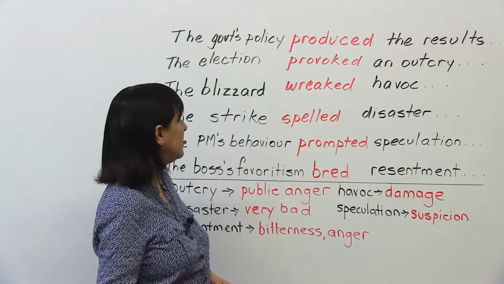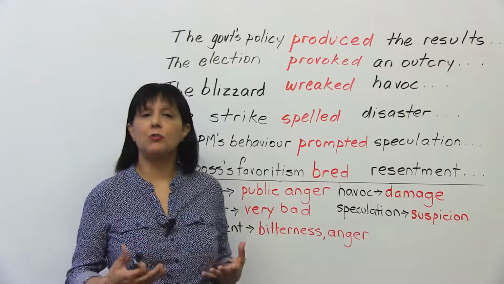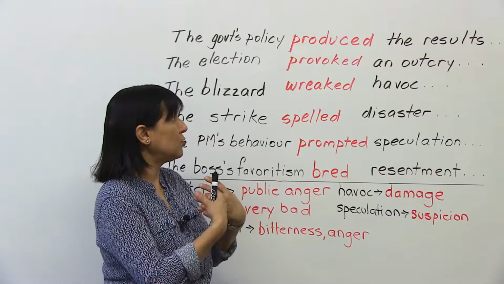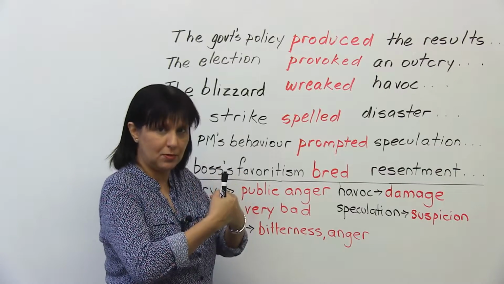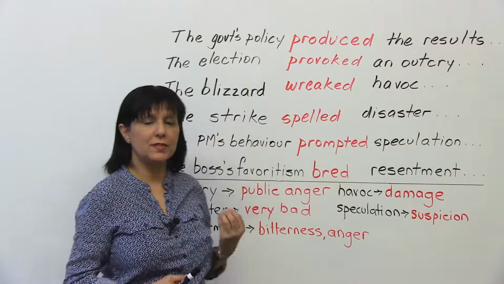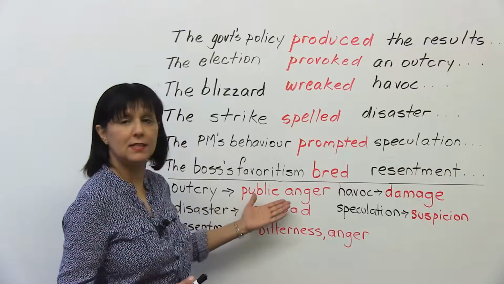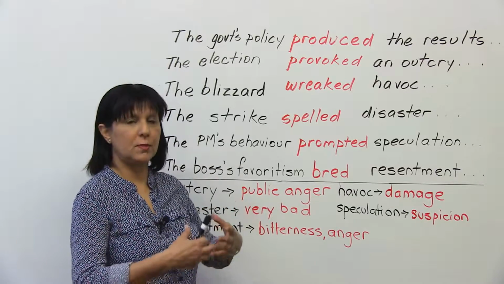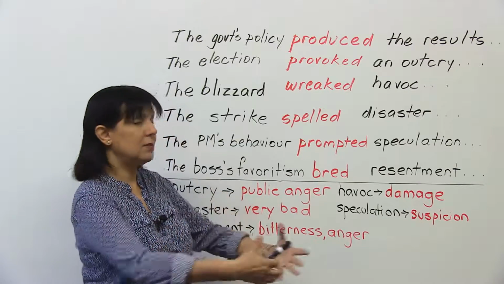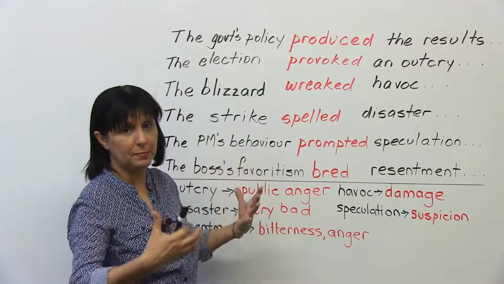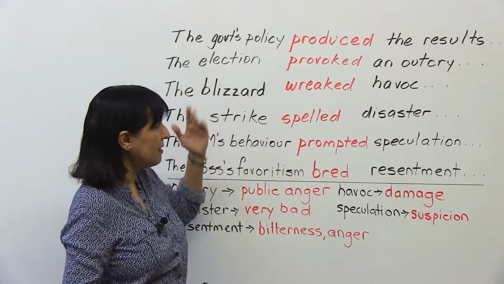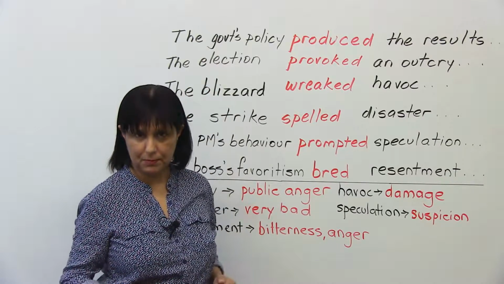Let's look at another example. The election provoked an outcry. Now, again, provoked has something to do with caused. So to provoke means to cause in a rather aggressive manner, okay? So to provoke what? An outcry. Now, what is an outcry? An outcry means public anger, all right? So something happened and it caused, in a very kind of an aggressive way, an angry response from the public. So it provoked an outcry, all right? You could say the election results provoked an outcry from the people.